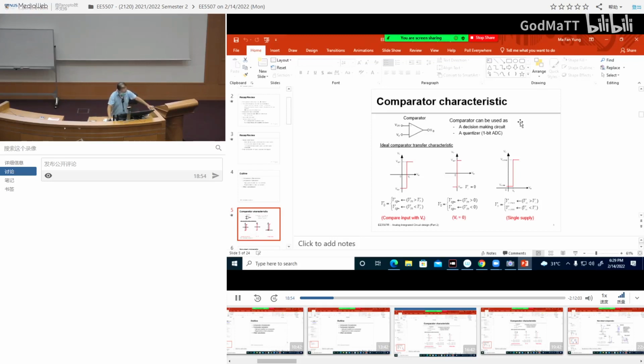So here is the simple transfer curve of a comparator. Output, and this is the input, and you can see we're comparing against this threshold level, VR. That means once my input exceeds VR, I want the output to be high. Input less than VR, output is low. Very simple. High or low.